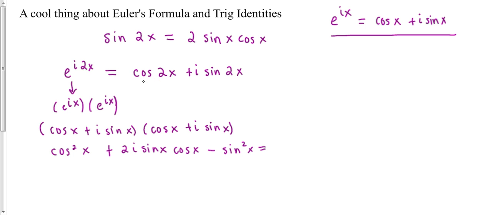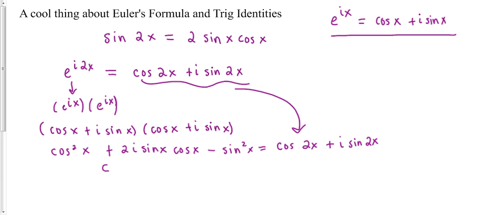But this still needs to be equal to that. So I'm going to have cosine 2x plus i sine 2x. And as you may remember from earlier math classes, the real part of one side of an equation has to be equal to the real part of the other side of an equation. And the same holds for the imaginary parts.